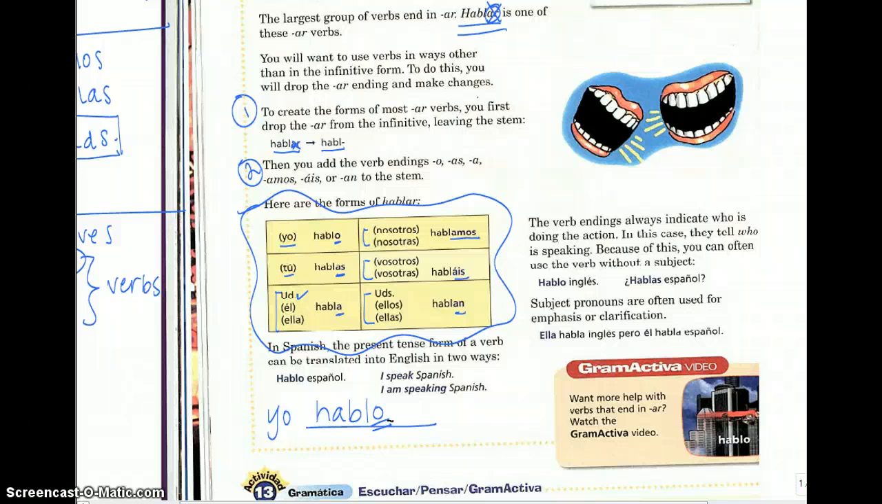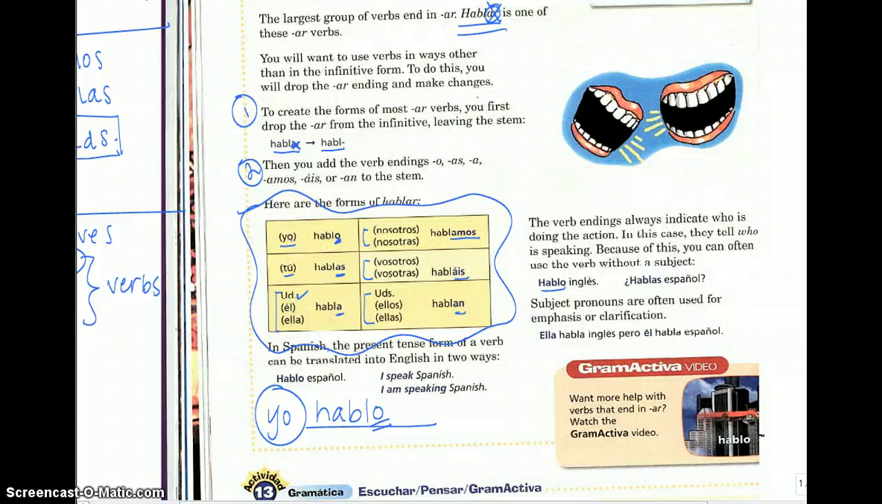The verb endings always indicate who is doing the action. Remember we talked about yesterday, the subject pronoun tells you who is doing the verb. Well, now you can also know that by the verb ending. So if I just write this word hablo, H-A-B-L-O, you know that the subject pronoun, or the person that's doing the talking, is yo. You already know that because o goes with yo. It can't go with anything else.